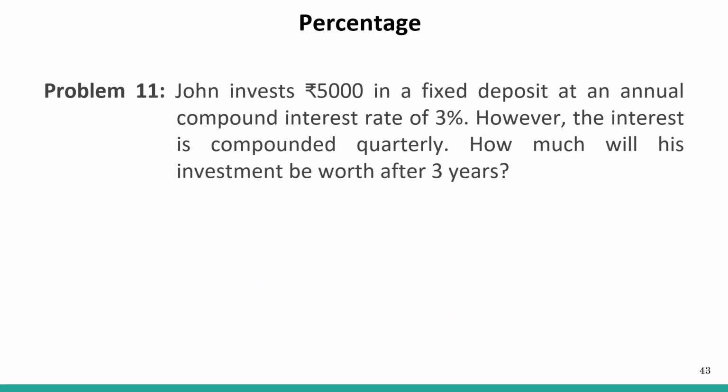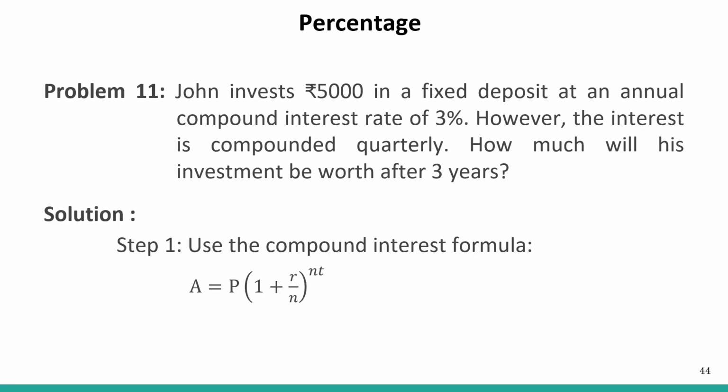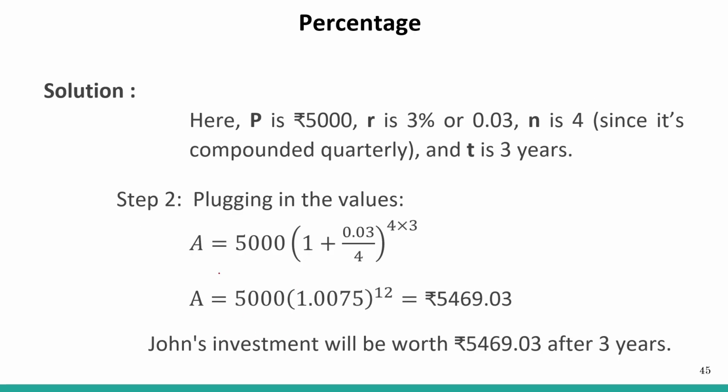So let's see problem number 11. John invests 5,000 in a fixed deposit at an annual compound rate of 3%. However, the interest is compounded quarterly. So how much will his investment be worth after 3 years? Let's see the solution using the same formula. So again, we use that formula.